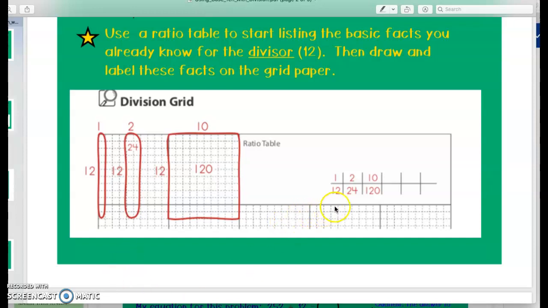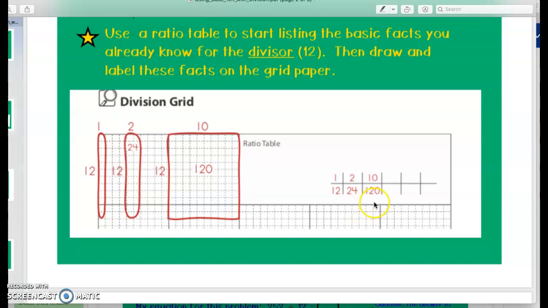So when I draw my ratio table, it's going to look like this. My top number is how many groups of 12. 12 is that bottom number. So the first number says, I'm going to start with one group of 12. Then I'm going to double that because I know my whole goal is to get to 252. Well, I'm only at one group of 12. I am not close to 252. So I'm going to double that because doubling numbers is easy for me. So now I have two groups of 12. Well, two groups of 12 is 24.